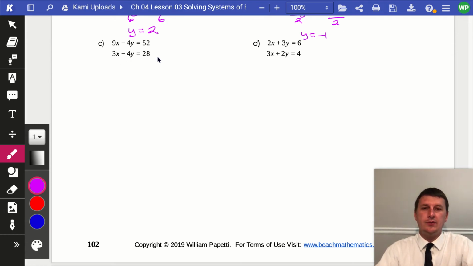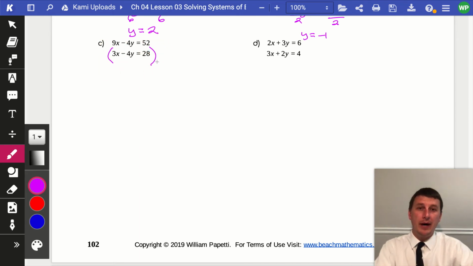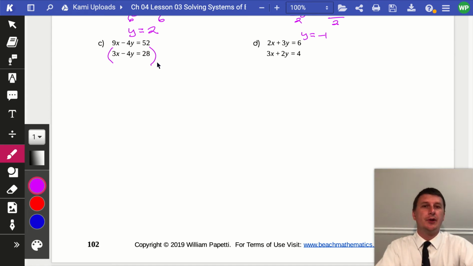So now you want to choose one of these equations, and you want to see what you can multiply one of the coefficients by to get the opposite of the other. So I'm going to multiply this bottom equation by what? Now, if you said negative 3, you're correct. And if you said negative 1, you are also correct.